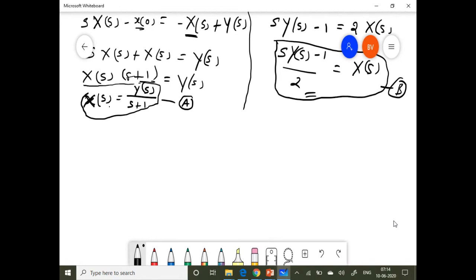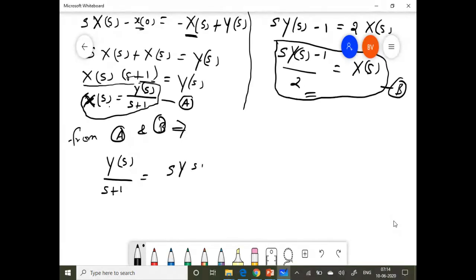When you equate them from A and B, and we solve for x of s, what is x of s here? On the left side it is y of s over s plus 1, and on the right side it is s times y of s minus 1, over 2. Both expressions give x of s.